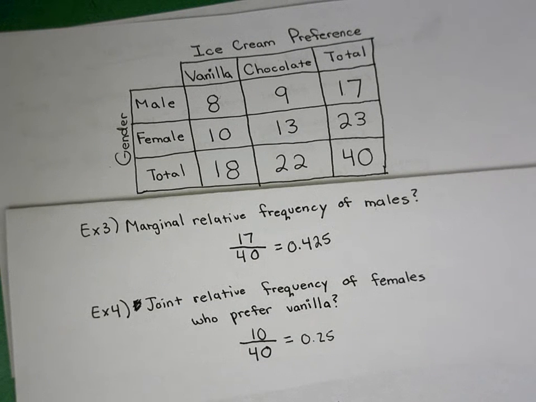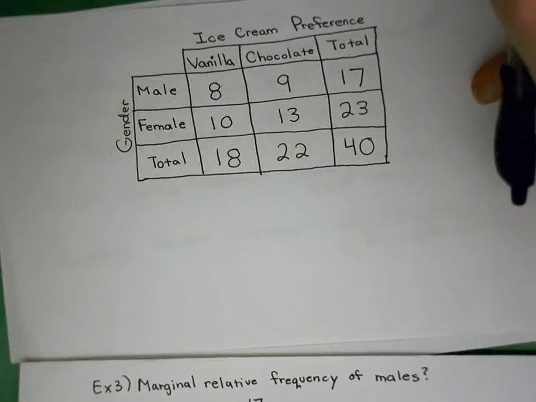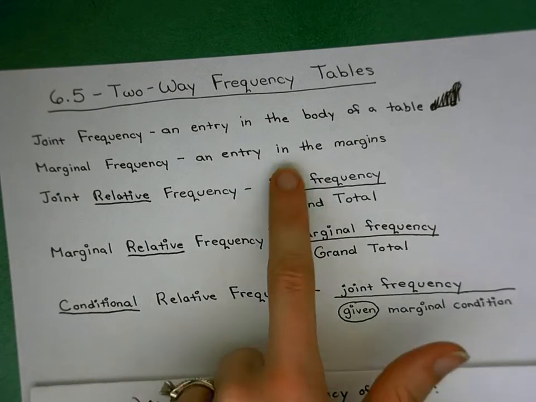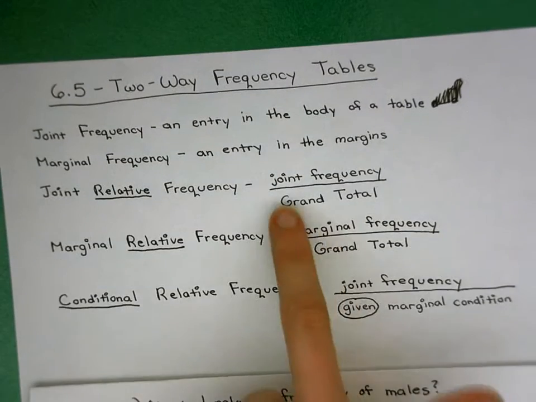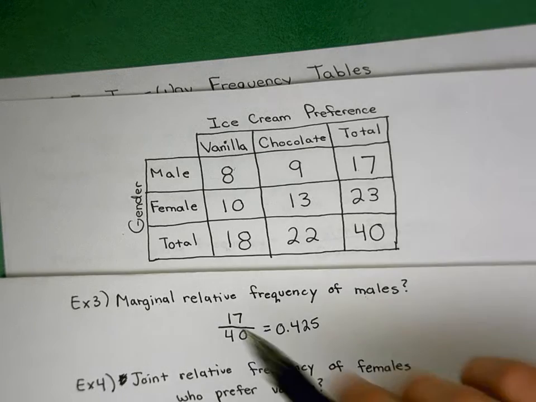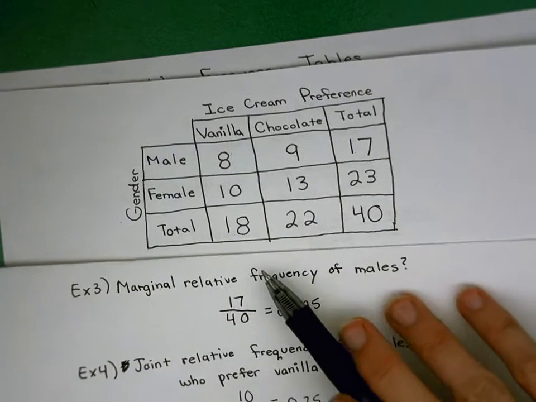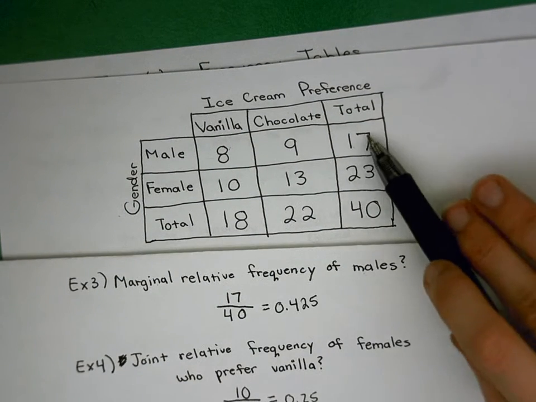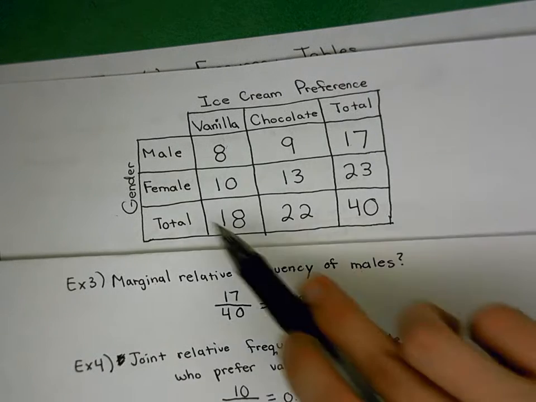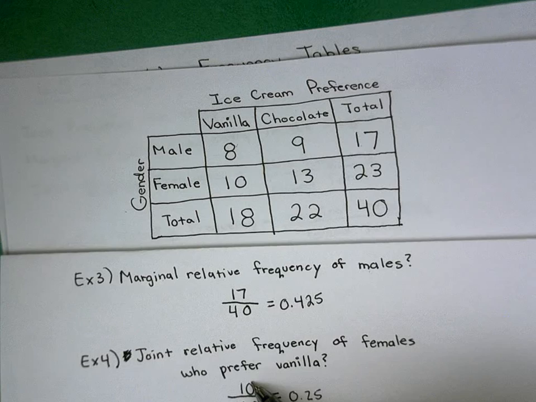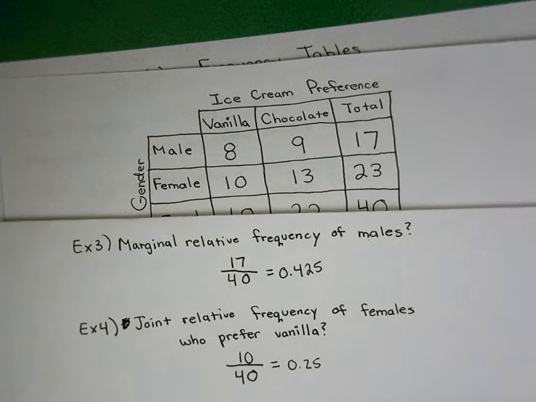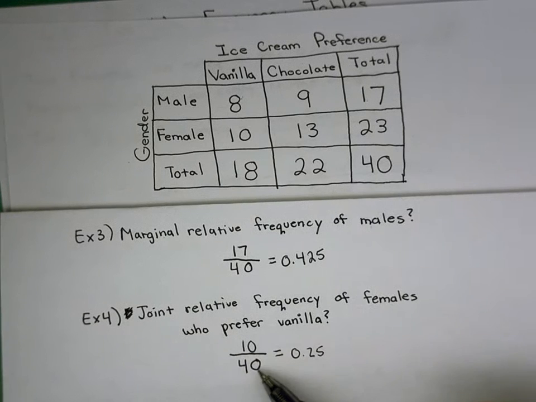Okay, so that's marginal relative and joint relative. Again, remember, both of these, marginal relative and joint relative, you put the number, so joint or marginal, over the grand total. That's what we've done here, right? We took our marginal number, so in this case marginal of males, the 17, and we put it over our grand total. In this case the joint relative of females and vanilla, well, female vanilla joint is 10 over our grand total. Just realized that was not on the screen, I'm sorry. 10 over our grand total here, the 40.